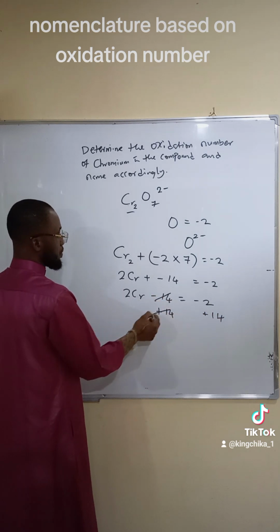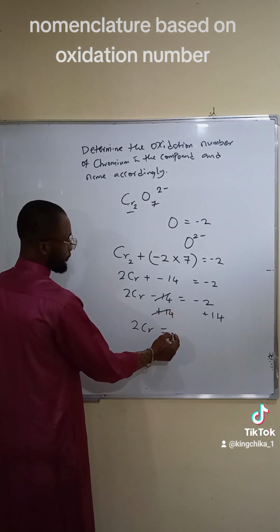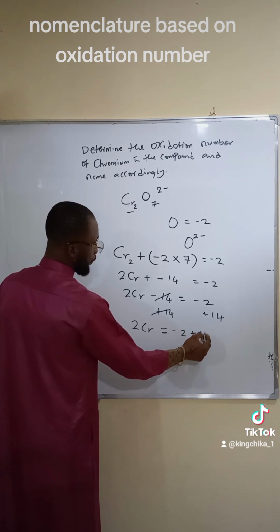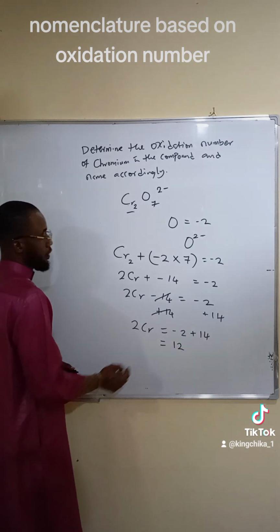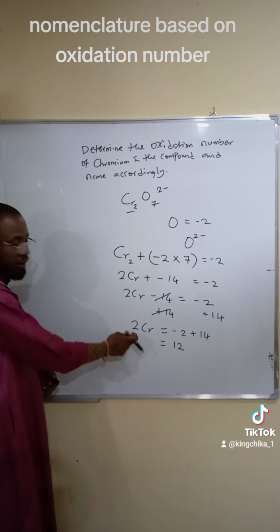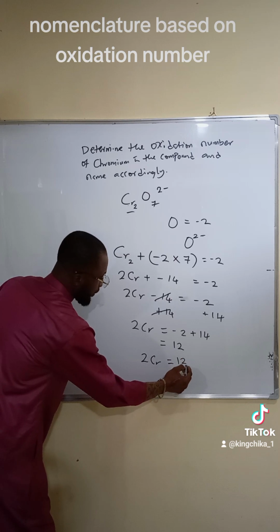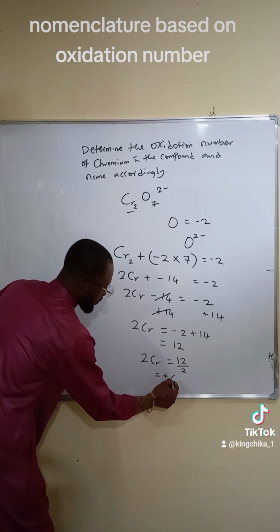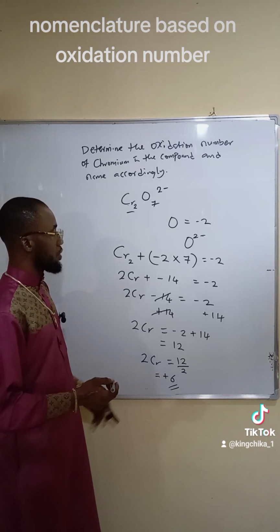Now this cancels this. The 2 chromium will now be equal to -2 plus 14, which gives us 12. -2 plus 14 is 12. But because we have 2 chromium here, 2 chromium will now be equal to 12, so chromium is equal to 12 divided by 2, which is equal to plus 6. So this is the oxidation number of chromium, which is plus 6.